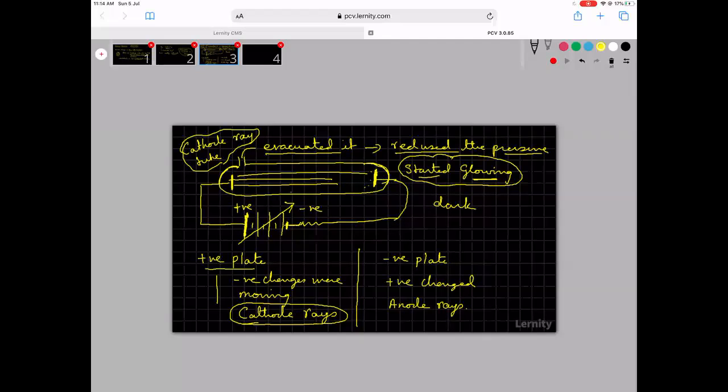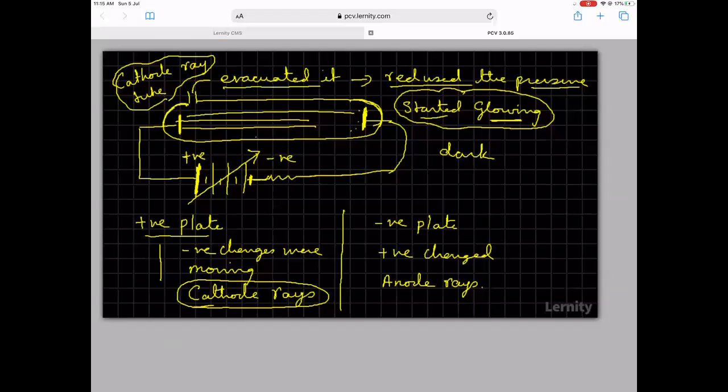Then some particles were moving towards the positive plate and some particles were moving towards the negative plate. Okay.